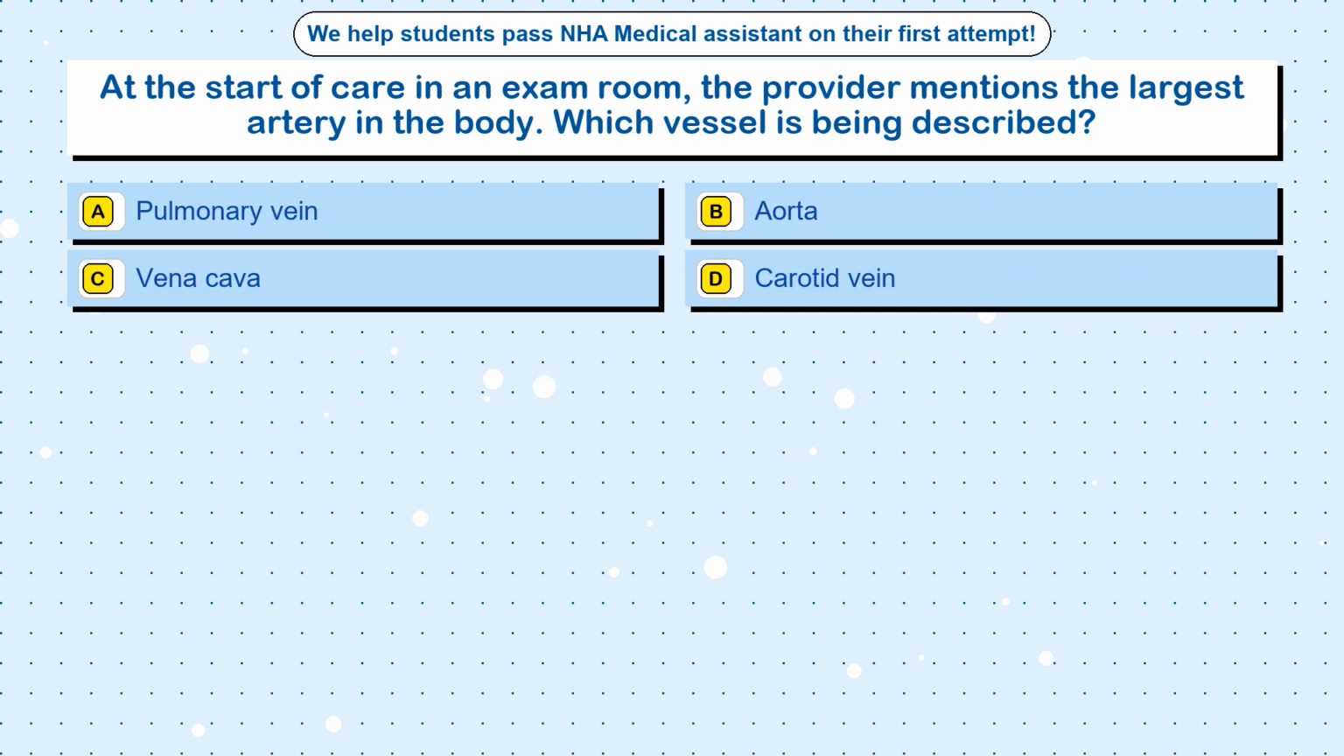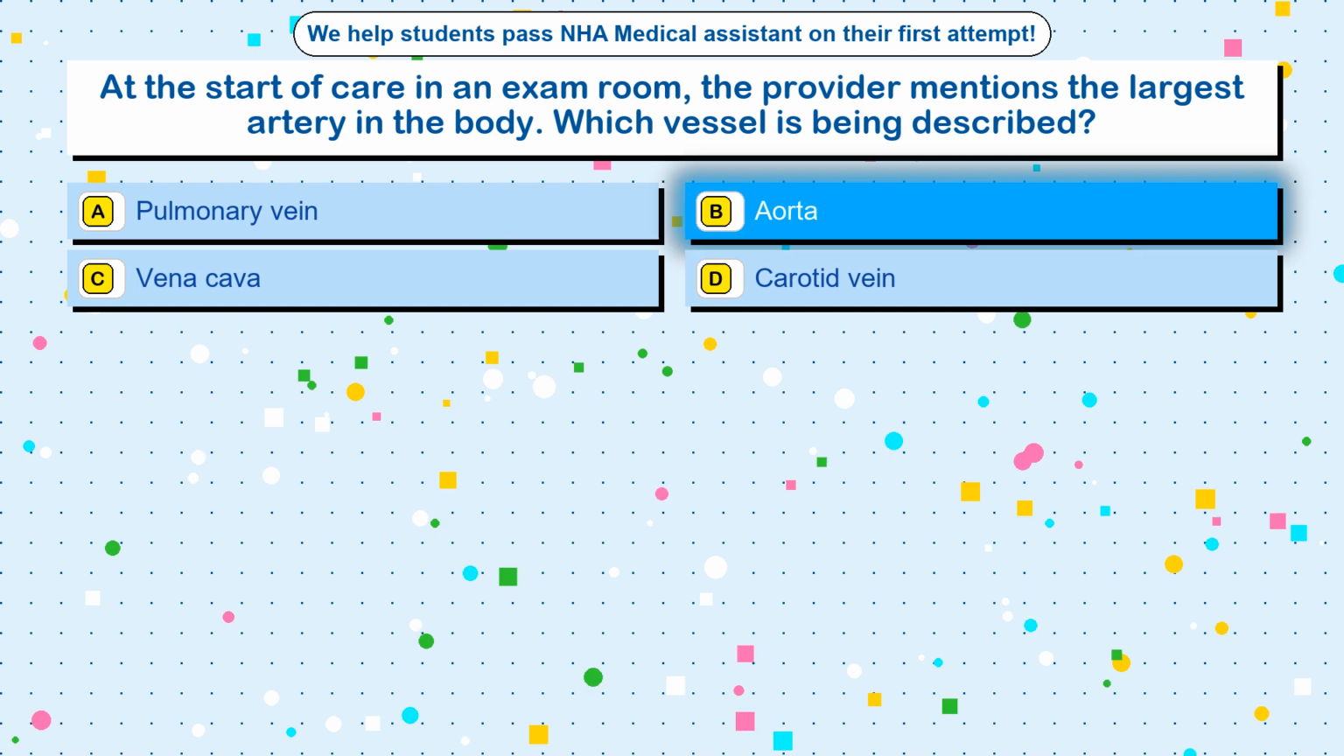Question 36. At the start of care in an exam room, the provider mentions the largest artery in the body. Which vessel is being described? Option A, pulmonary vein. Option B, aorta. Option C, vena cava. Option D, carotid vein. The correct answer is option B, aorta.